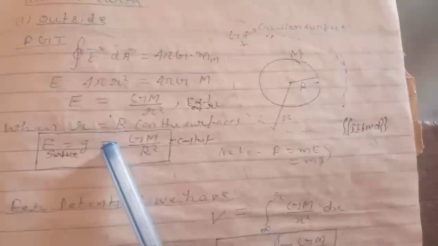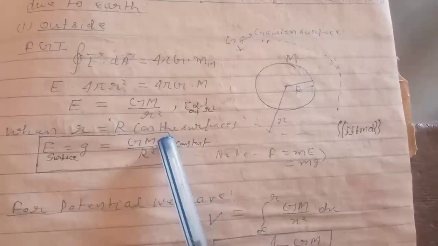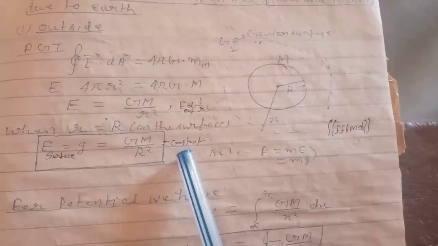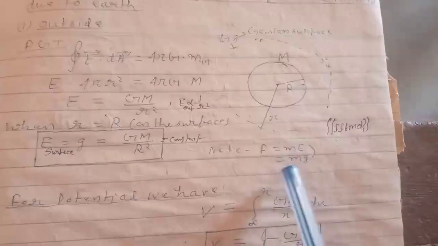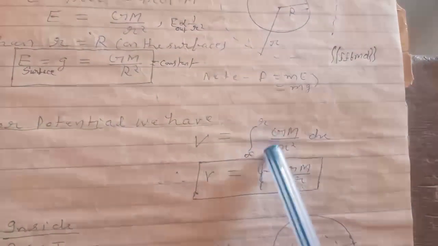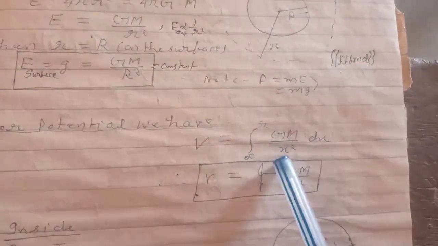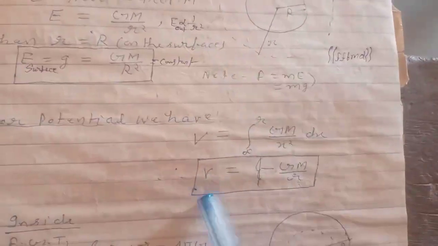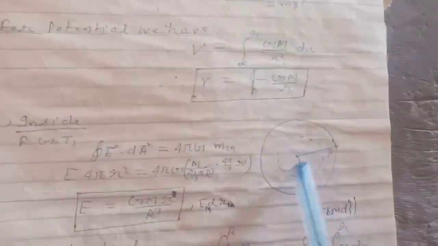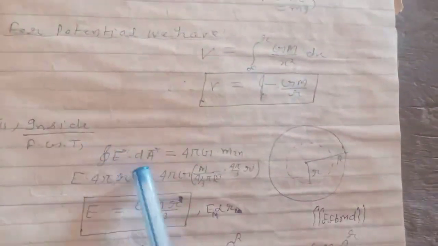Now when r equals the radius of Earth, on the surface, E surface equals g equals G m by r square, which is a constant, so F equals m g. For potential, we have V equals the integration from infinity to r of G m by x square dx, or V equals minus G m by r.